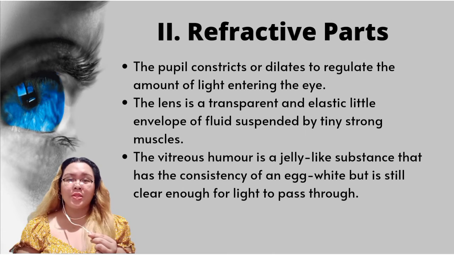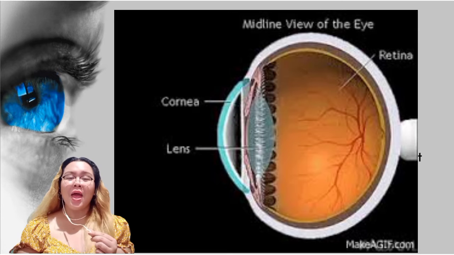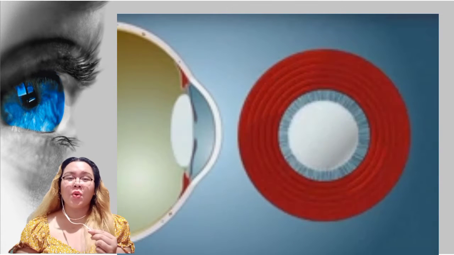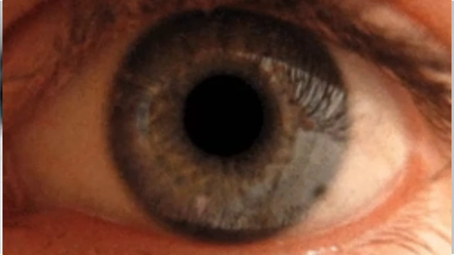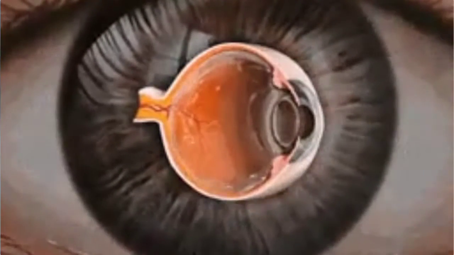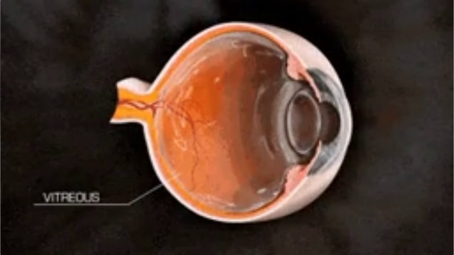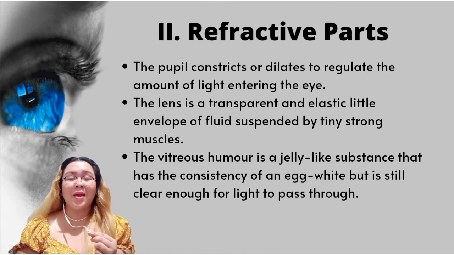The lens is a transparent, elastic little envelope of fluid suspended by tiny strong muscles. The lens adjusts its thickness, making it thick for near vision and flat for far or distant vision. The lens moves an average of 100 times a day, which is equivalent to a 50-mile hike for a leg muscle. Like the aqueous humor chamber, the vitreous humor chamber is filled with fluid. The vitreous humor is a jelly-like substance that has the consistency of an egg white, but is still clear enough for light to pass through. The vitreous humor fills most of the eye interior.